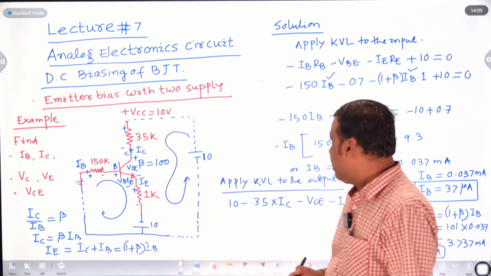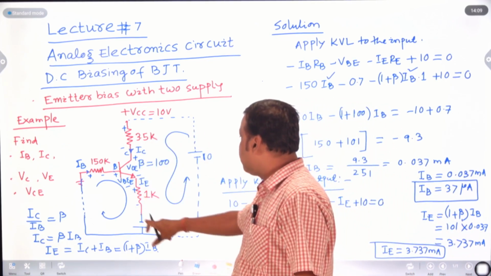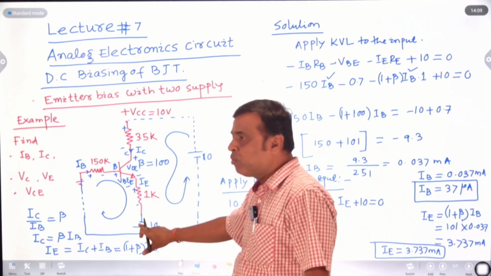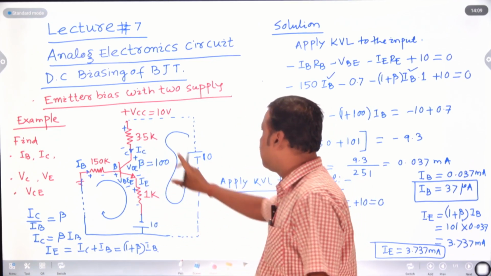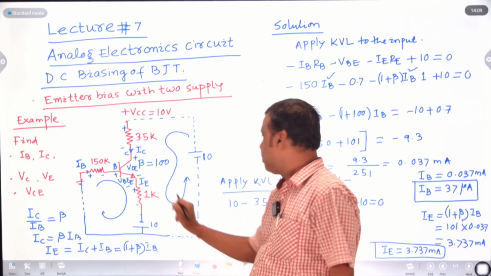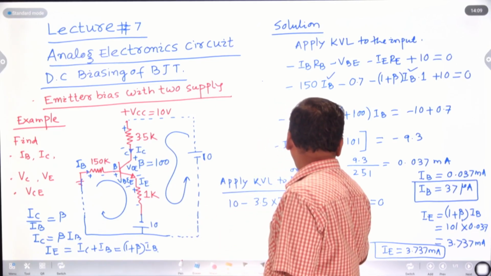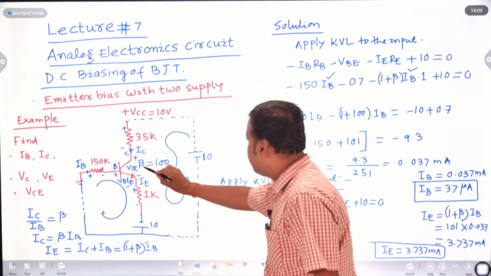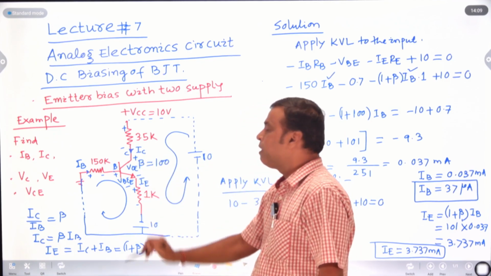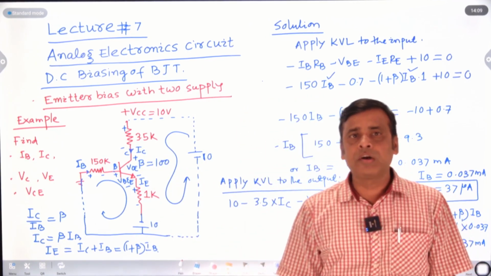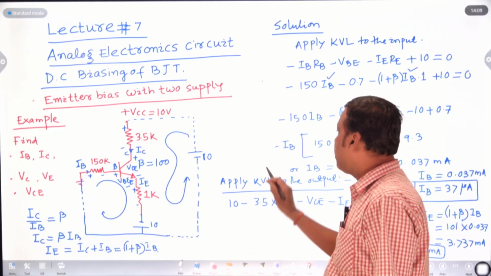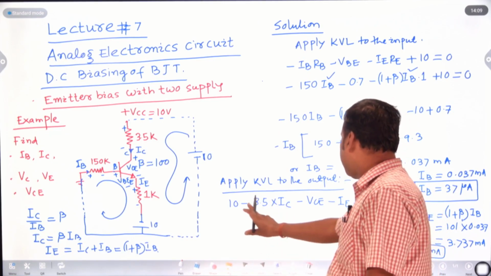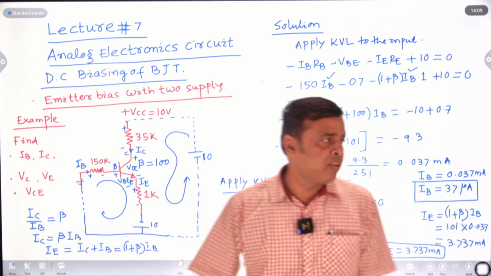How many potentials are there in this loop? 1 and 2. How many resistances are there here? There are 2 resistances. Two resistances means there are 2 drops, one drop here, another drop here, IC into RC and IE into RE. And VCE you should consider, because between collector and emitter there is a collector emitter voltage. If you apply KVL to the input or output loop, you should carefully write the equations.